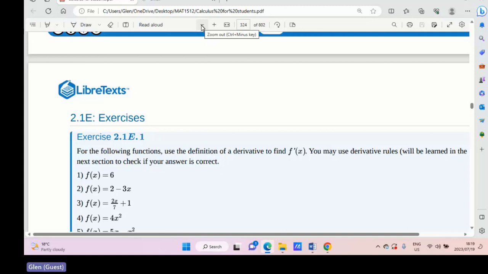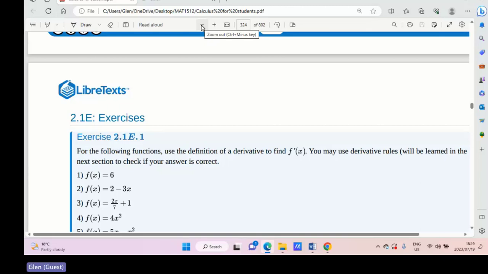Is it clear what I'm asking you to do in this section? Not referring to any particular question, just this line. Is it making sense to everybody? No, can it be explained to me? Can you elaborate? For the following functions, use the definition of a derivative to find the derivative of f at x.